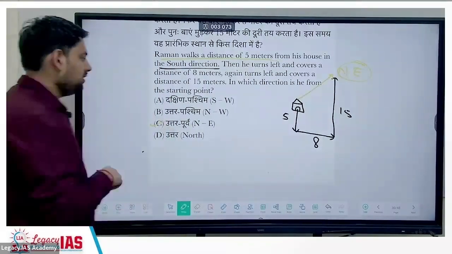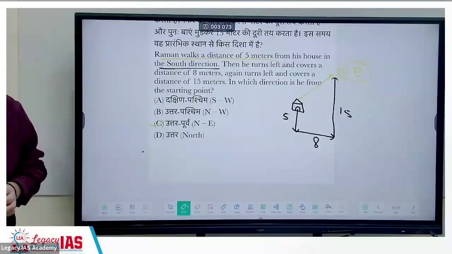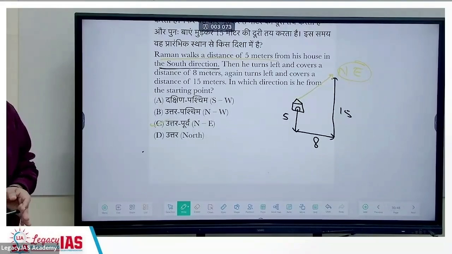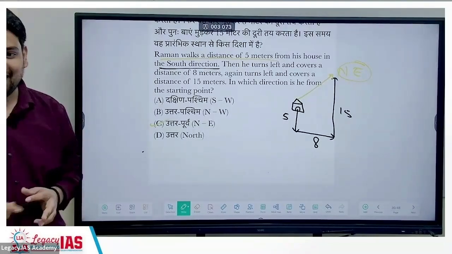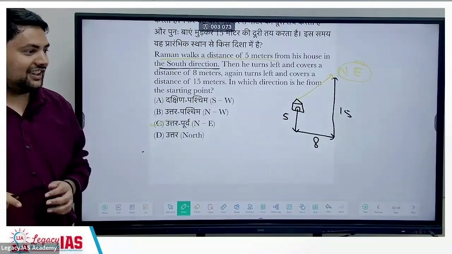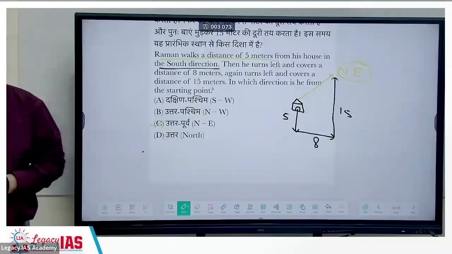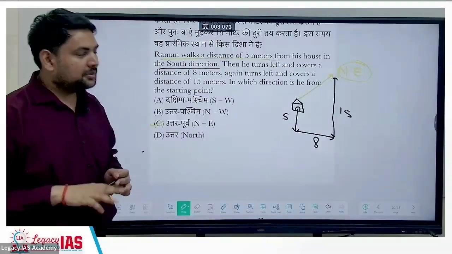Answer would come out to be northeast. How many of you have been to the northeast of India? None. I have been, sir. Okay, very good. It's a very beautiful area.